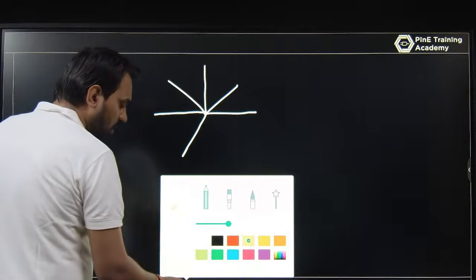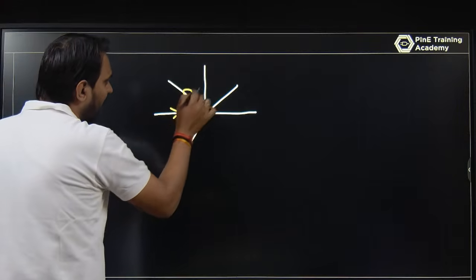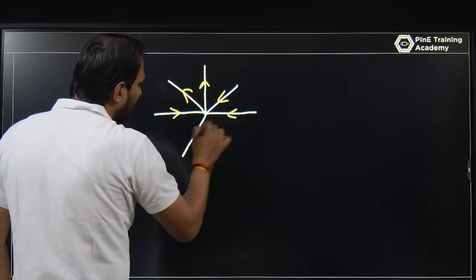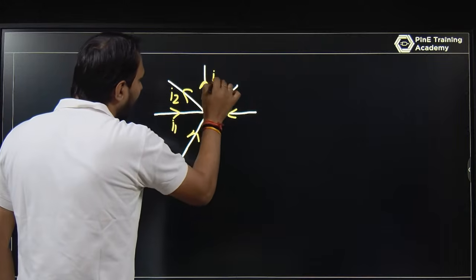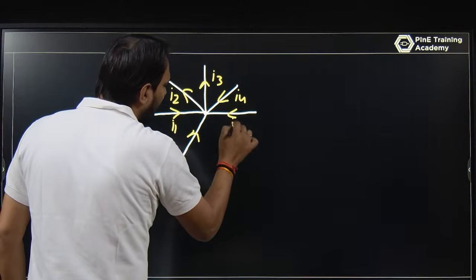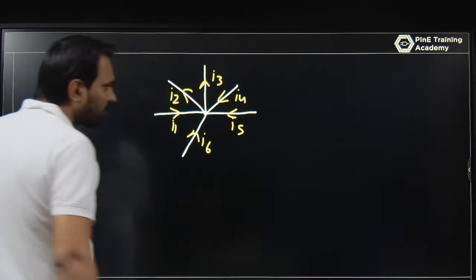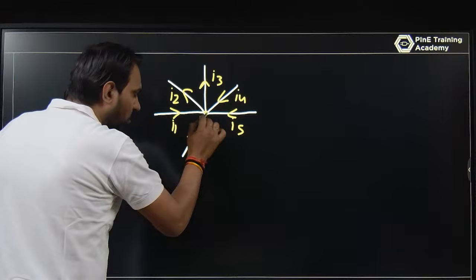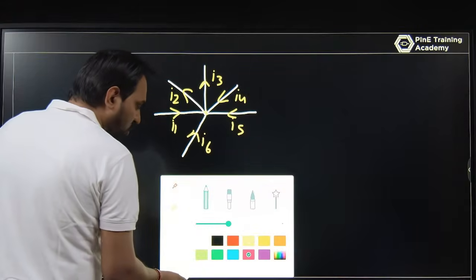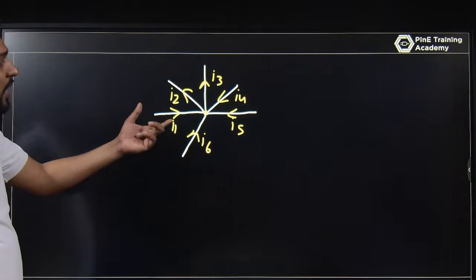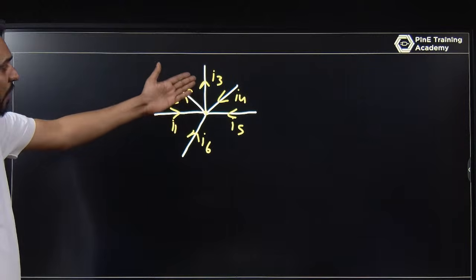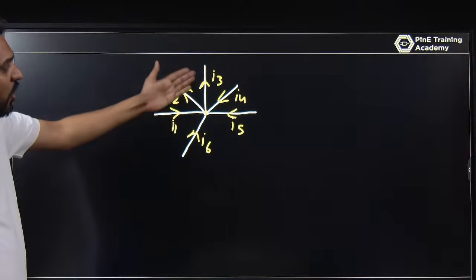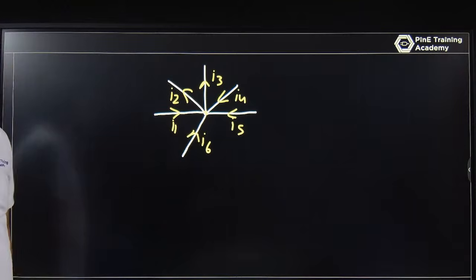I am saying that we have a node. Let's say at this node, this is I1, this is I2, this is I3, this is I4, this is I5 and this is I6. So at this node, what is the KCL? If you are using KCL, you can determine any current. If you know all these currents, let's say you know I1, I2, I3, I4, I5, you can determine I6 with the help of KCL.